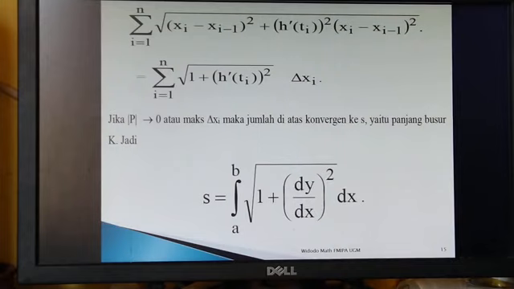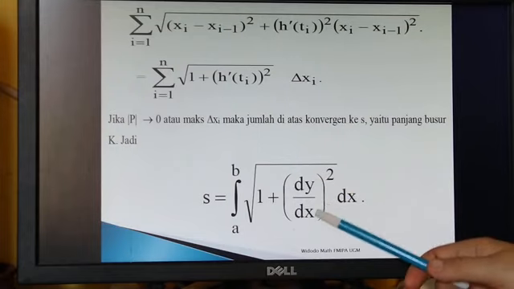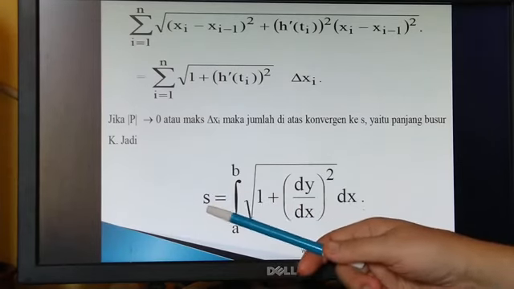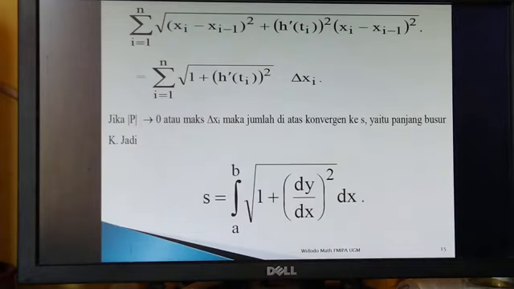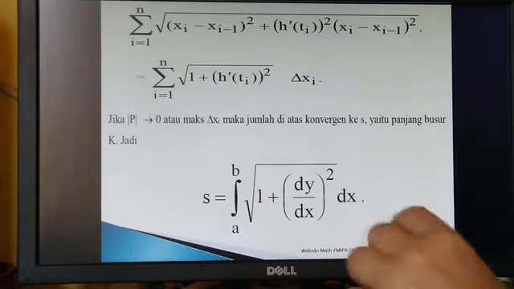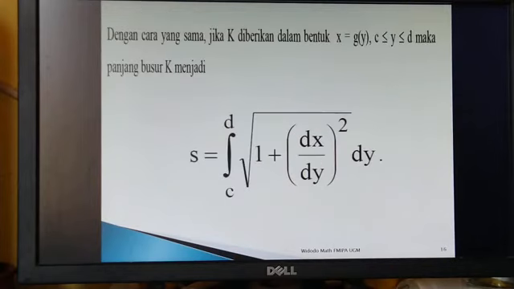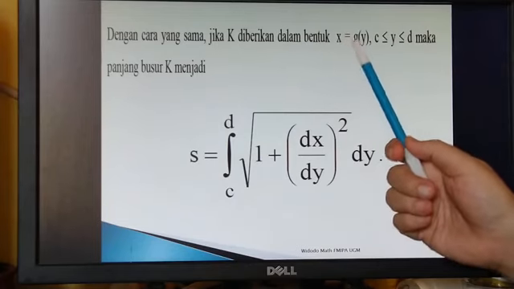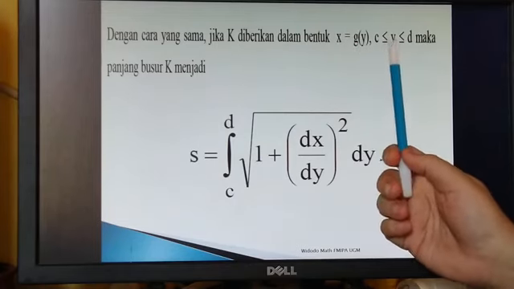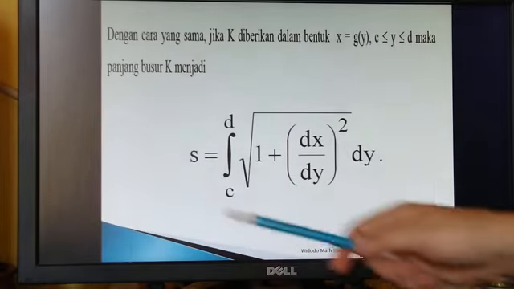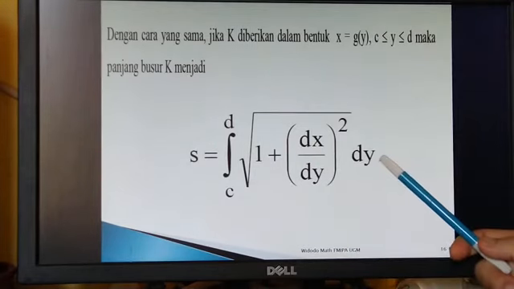Once again, if we have the function y as a function of x, then the formula of the arc length is equal to this formula. So we already found this formula. If we want to calculate with x as a function of y, x equal to g(y), with y from c until d, then s becomes like this. It's just the integral with respect to variable y.